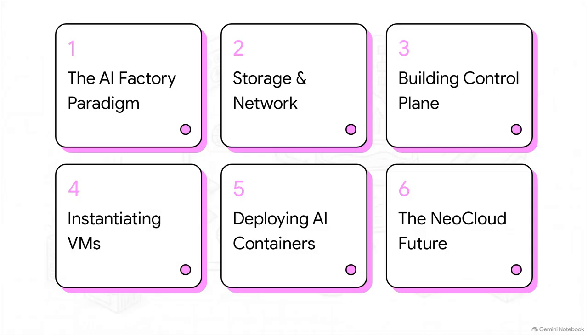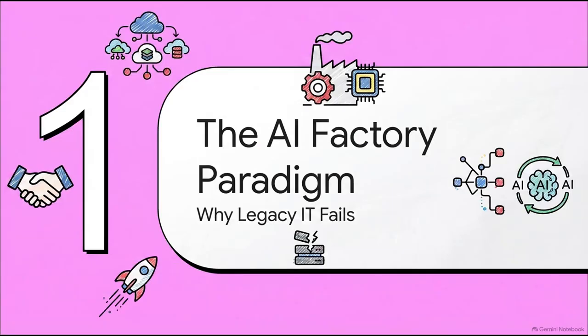Okay, let's dive right into this construction blueprint. First, we'll cover the AI factory paradigm, then storage and network foundations. After that, building the control plane, instantiating virtual machines, deploying AI containers, and finally, we'll wrap up with the NeoCloud future. Starting off with Section 1, the AI factory paradigm, and exactly why legacy IT fails.